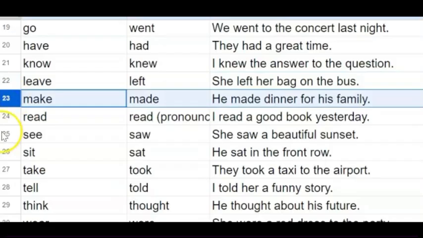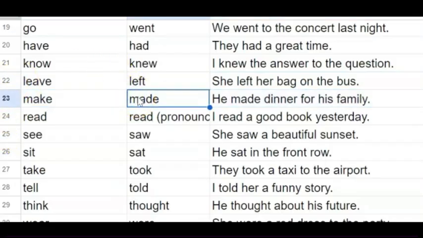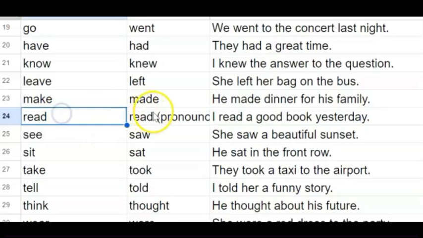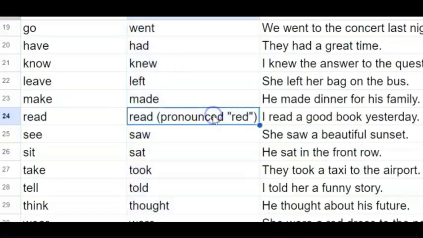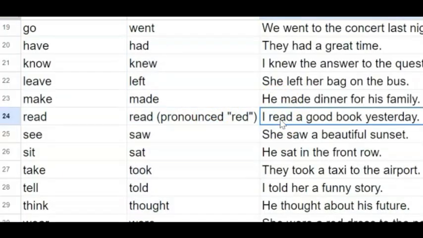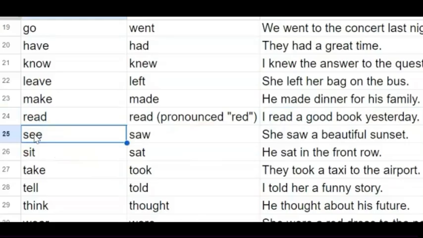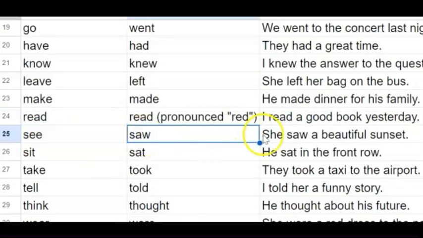Next verb that has an irregular past tense form, make turns to made. He made dinner for his family. We made, they made, she made, you made. Read, past tense is read, pronounced as the color red, even though it's spelled the same way as the present tense. I read a good book yesterday. We have to look at the context, words like yesterday, to see.